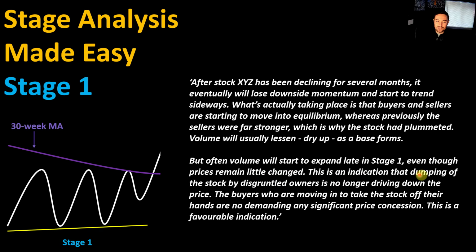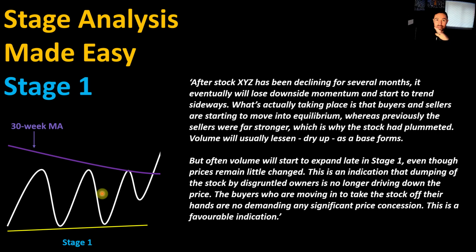This is an indication that dumping of the stock by disgruntled owners is no longer driving down the price. The buyers who are moving in to take the stock off their hands are demanding no significant price concession. This is a favorable indication. So what Stan's saying, late in a stage 1 base, you can actually start to see an increase coming back in the volume. So you want to see volume generally drying up and then potentially starting to increase as well.